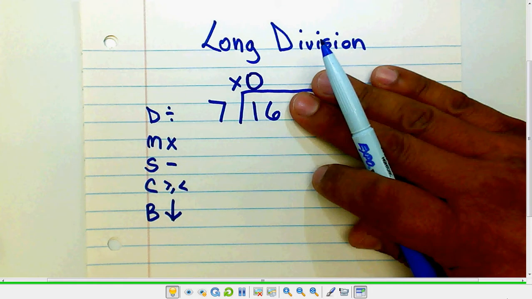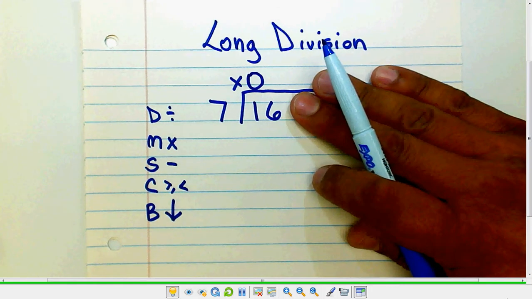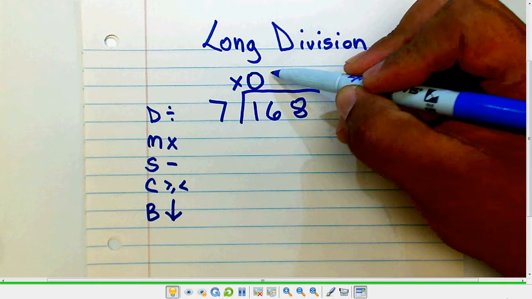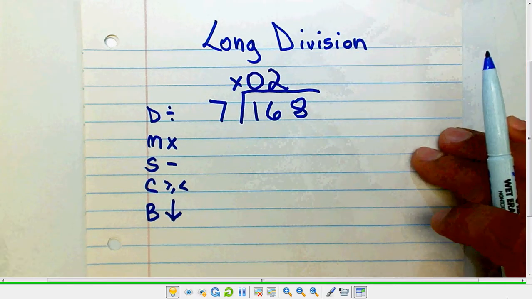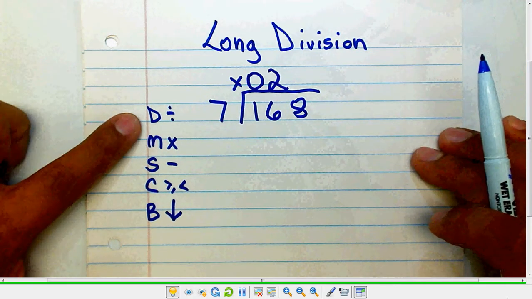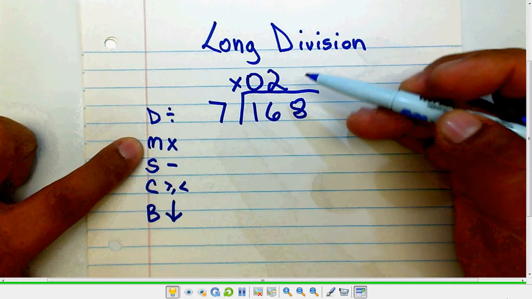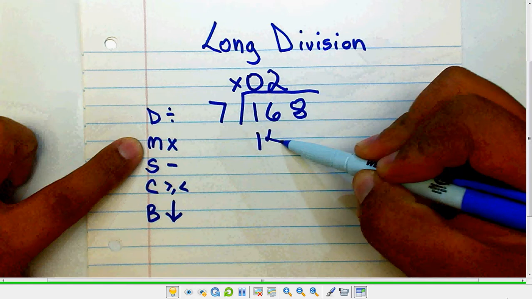And now I have 16 divided by 7. How many groups of 7 can I make if I have 16? And that would be 2. Then following the steps, I just divided. My next step would be multiply. 7 times 2 is 14.